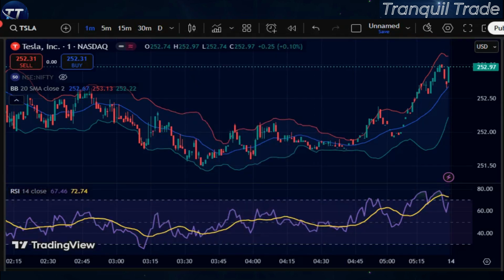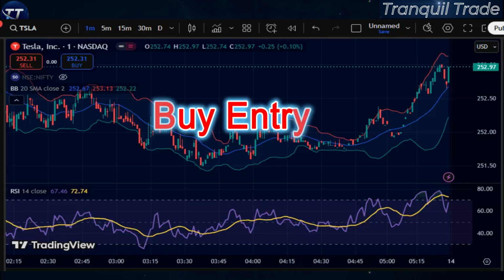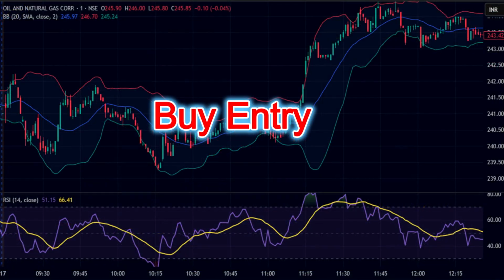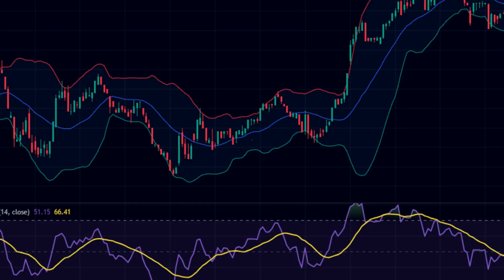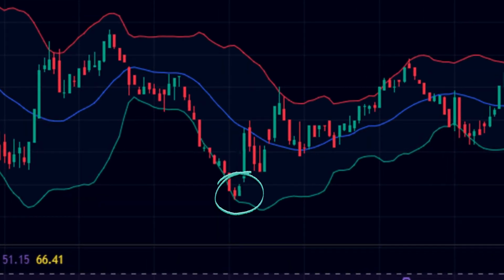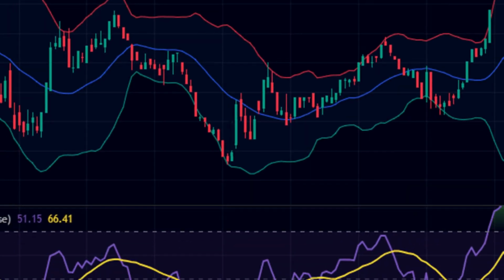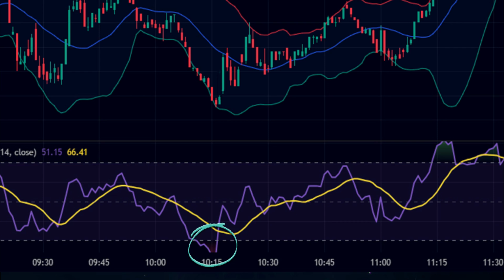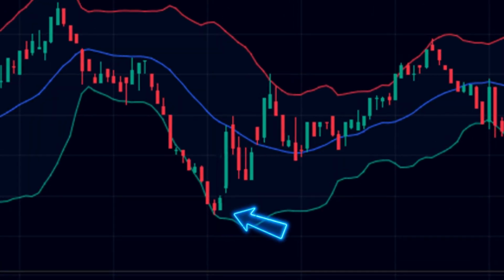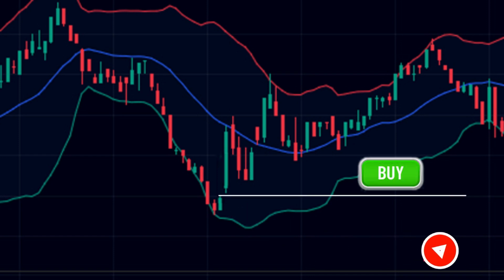Here is how to trade the bounce. Buy entry: wait for the price to touch or slightly break the lower Bollinger Band. RSI should be below 30, indicating oversold. Look for a bullish candle like a hammer or engulfing pattern. Enter long at the close of that candle.